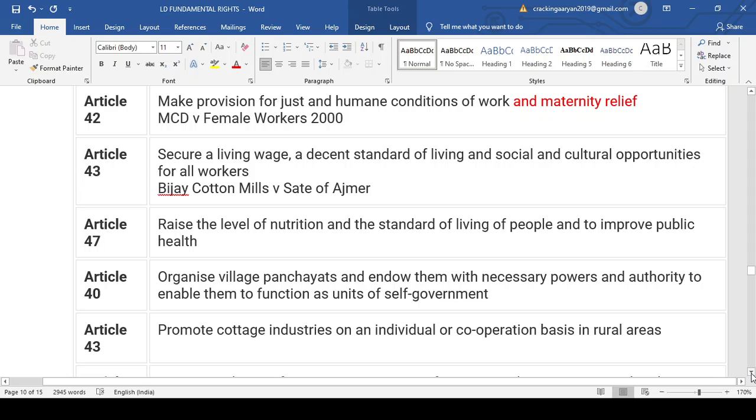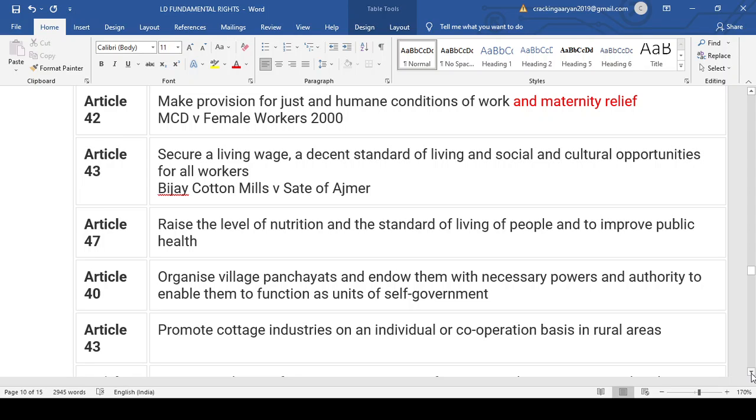This is Article 42. Now we come to Article 43, because these are something that you just have to remember, which article talks about what. If there will be any prominent example case, I will definitely be telling it, but you just have to remember which article of the directive principle of state policy talks about what.